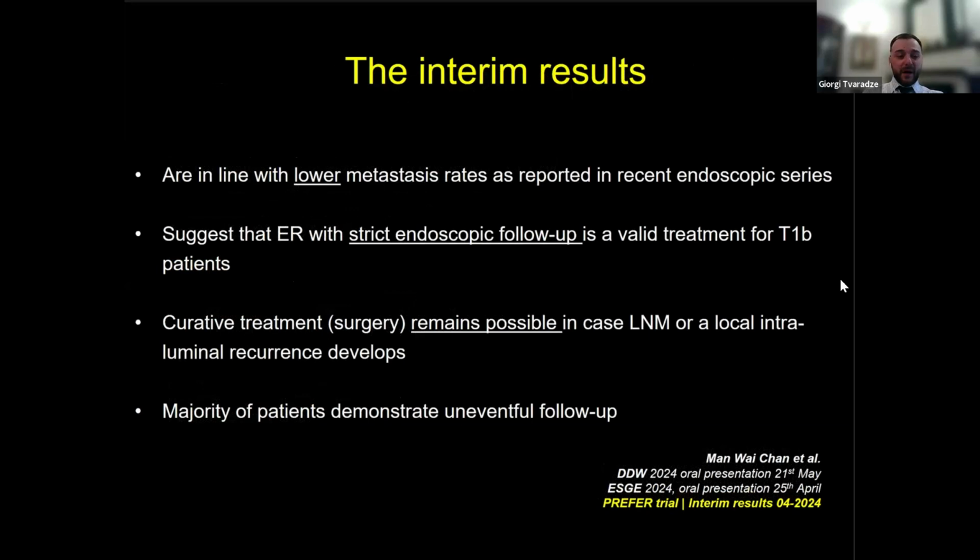So by now, it showed us lower metastasis rates than reported in recent endoscopic series. Also, endoscopic resection with strict endoscopic follow-up is a valid treatment for T1B patients. Because curative treatment such as surgery still remains possible in case there is lymph node metastasis or local intraluminal recurrence. Otherwise, the majority of patients demonstrate uneventful follow-up. So this is a very promising study.